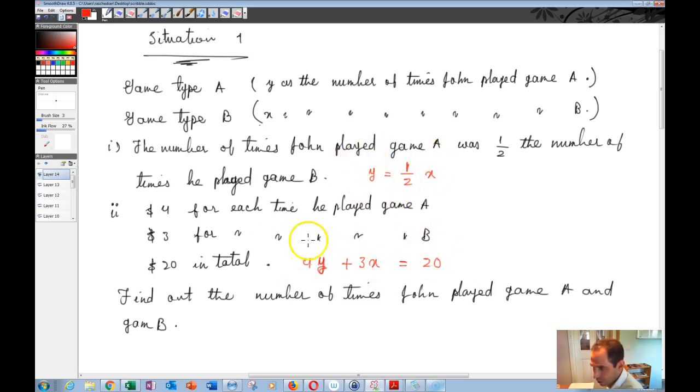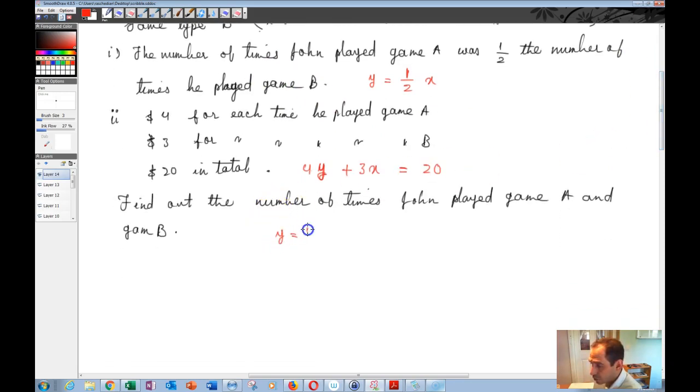So now these two linear equations, each of them represents the situation that we are talking about, John, that he played these two different types of games. So I can write this as Y is equal to 1/2 X, and 4Y plus 3X is equal to 20. Now these two equations taken together are called a pair of linear equations in two variables.